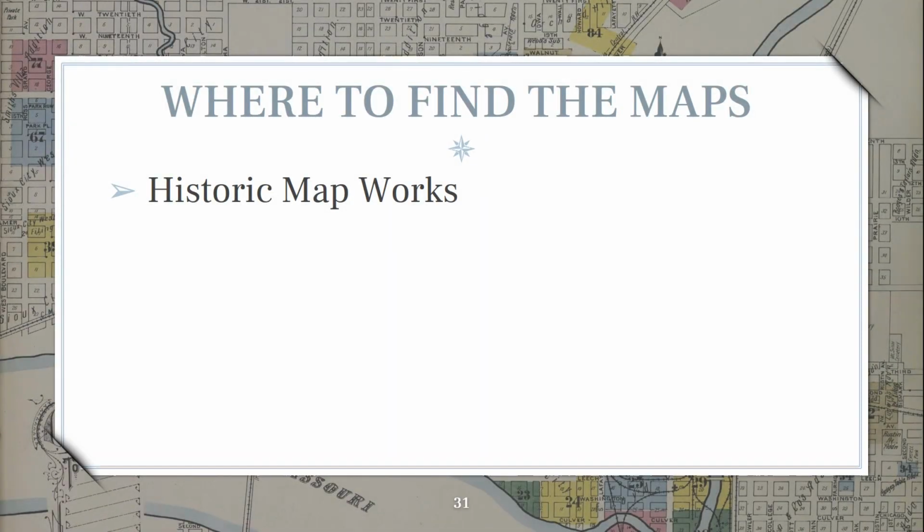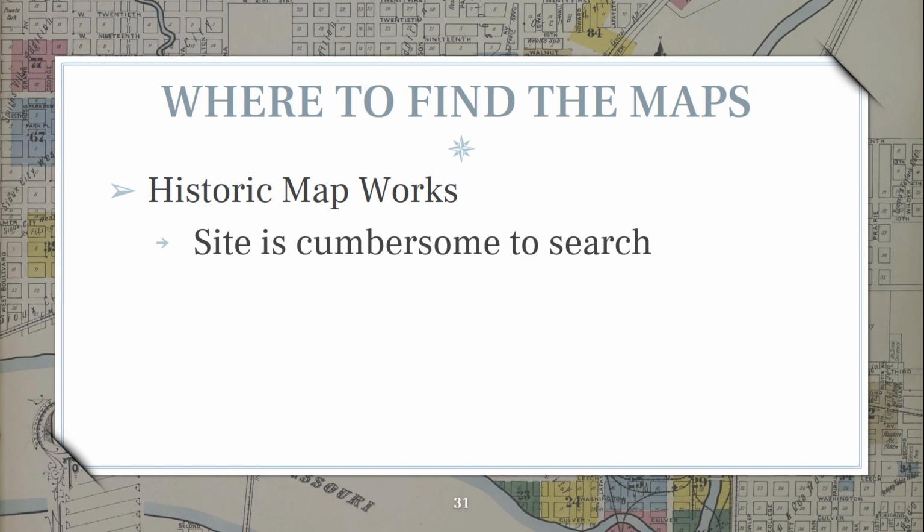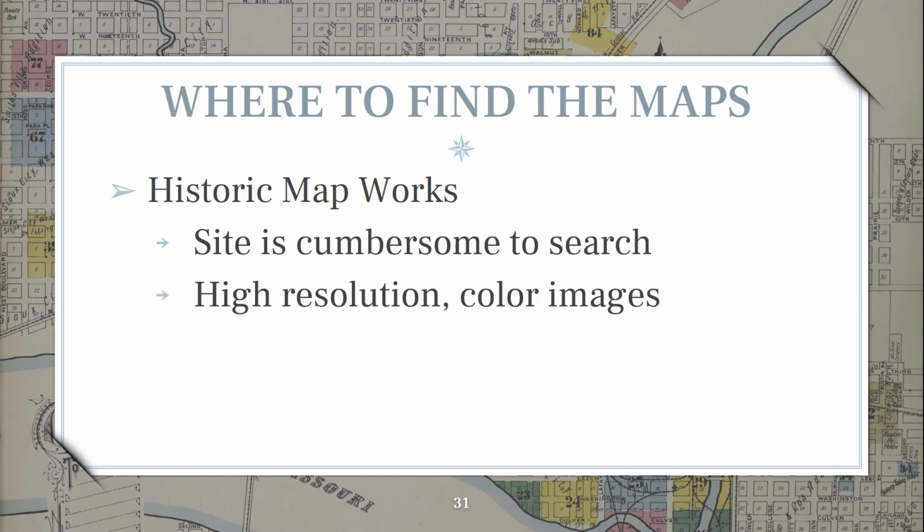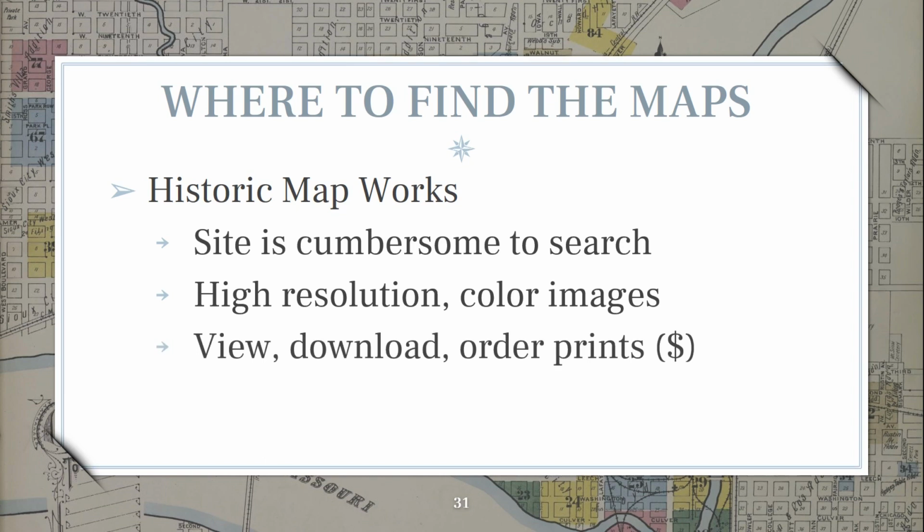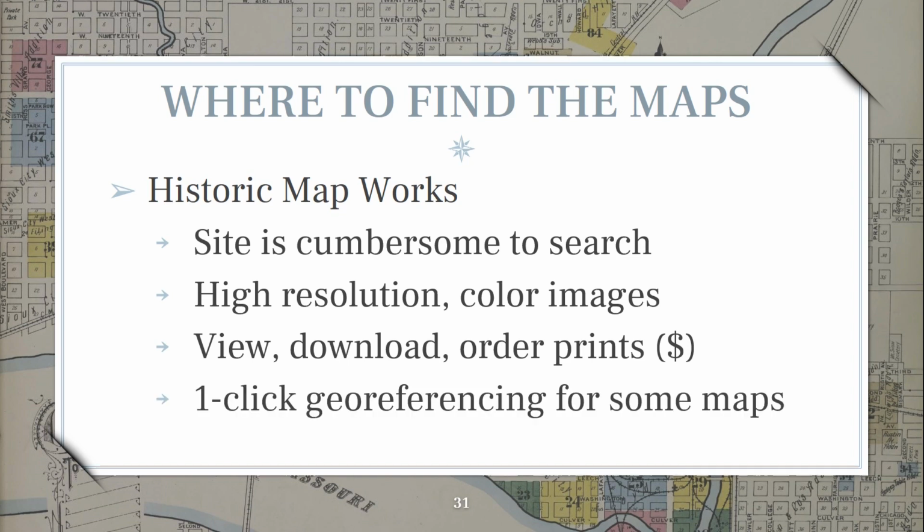Historic MapWorks also has a fairly good-sized collection of fire insurance maps, but unfortunately, there doesn't seem to be an easy way to search for them. From the search page, you can try looking for the term Sanborn and then sorting the results alphabetically to find your desired location. Historic MapWorks offers high-resolution color images, which are available to view online, download, and you can order prints by mail for a fee. They also offer one-click georeferencing for some maps.